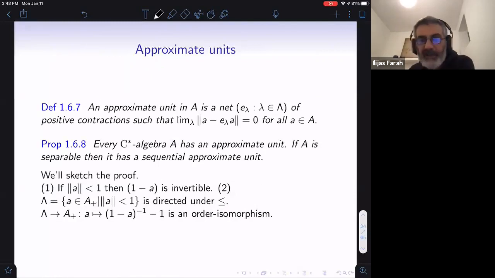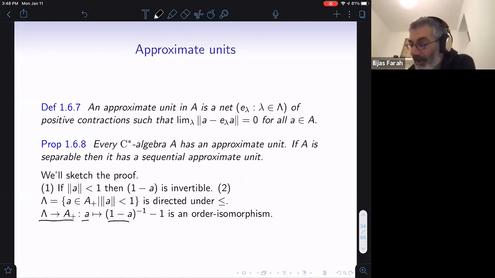Okay, so here is the trick. We define a transformation from lambda to A plus, A goes to (1 − A) inverse minus one. Now this is well defined because the norm of A is less than one, so this is indeed invertible. If you just ignore this minus one for a moment, this is a monotonic function, because taking minus reverses order, and taking inverse reverses order once again. So this is monotonic and it's an order isomorphism.